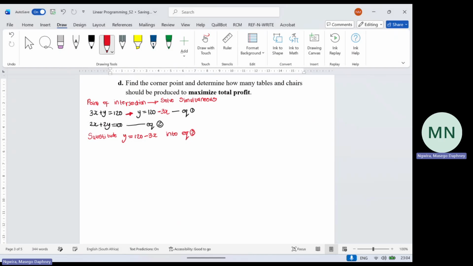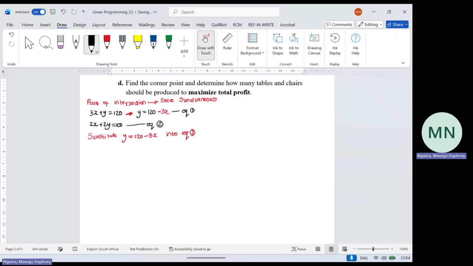I am saying that wherever you see y in equation 2, please put 120 minus 3x. Wherever you see y in equation 2, put 120 minus 3x. Then you solve for x.